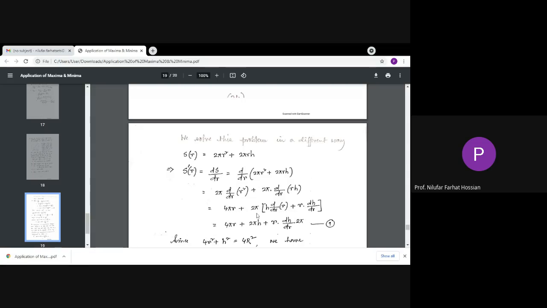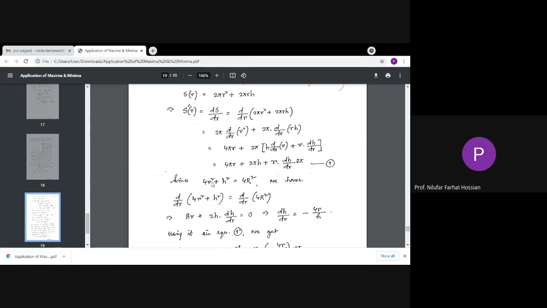And here 2 pi into, this is a product of two functions, so first function into the derivative of the second function, plus second function into the derivative of the first function. So h into d/dr of r plus r into d/dr of h. Here d/dr of r is 1, so it will be just 2 pi h. And here, just keep it like this, r into dh by dr into 2 pi.